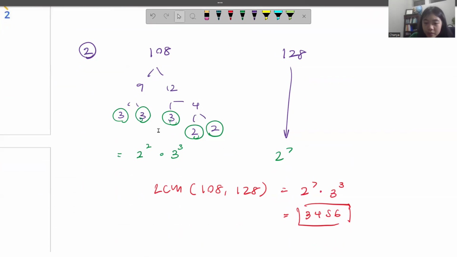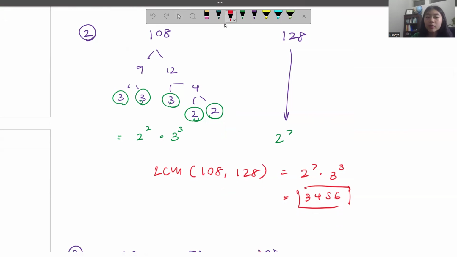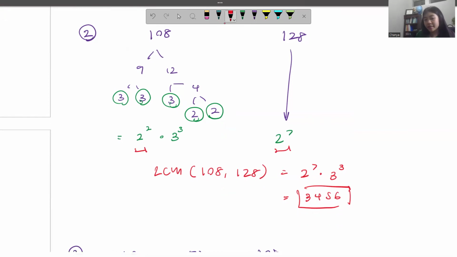So basically to find the LCM of these two numbers, you just take the highest power of each prime factor, right? So for 2, you have 2 to the power of 2, and you have 2 to the power of 7. So the highest power of 2 here is 2 to the power of 7, which is written here. And then you have 3 to the power of 3 also as a factor, right? That's the highest power of 3 that you have. So you also have to multiply it here.